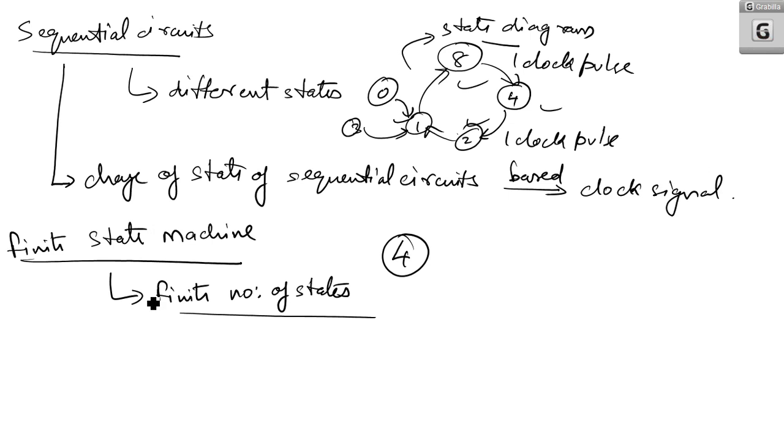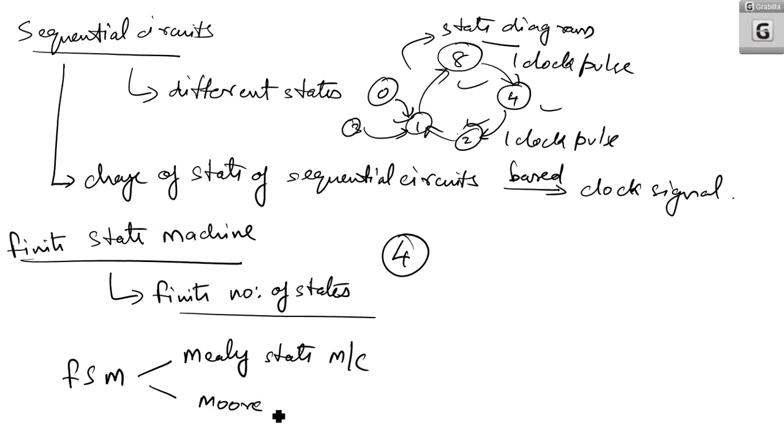Now, generally there are 2 types of finite state machines. One is the Mealy state machine, and the second one is the Moore type state machine. So these are the 2 types of state machines. That means here, first you will fix the finite number of states, then we will form the state machine. The state machine is actually a sequential circuit itself.